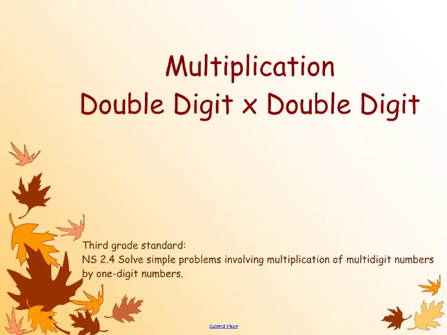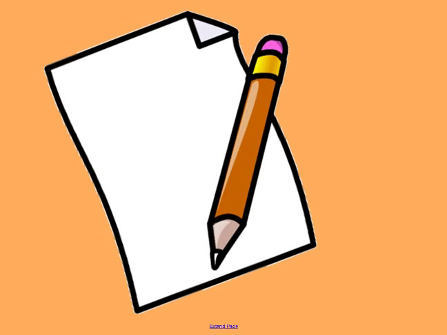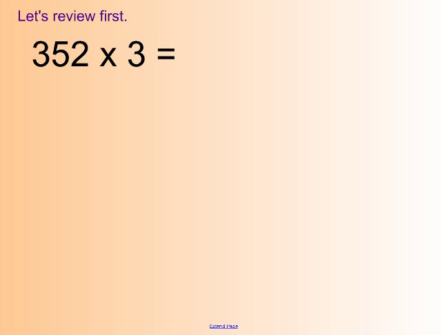Okay, today we're doing multiplication, a double digit times a double digit. Your objective: I will be able to solve the double digit times a double digit multiplication problems and check my problems with the video. You'll need a piece of paper and a pencil. I would like you to write down the problems and do them with me as I do them. And then at the end of this video, you will need a clean sheet of paper to do your homework problems. Okay, let's review first.